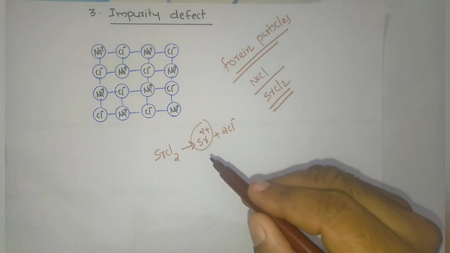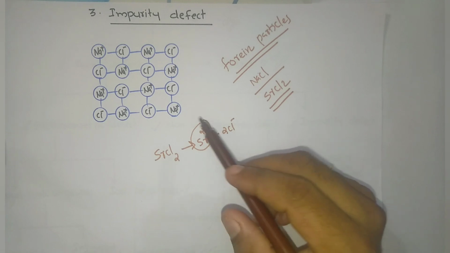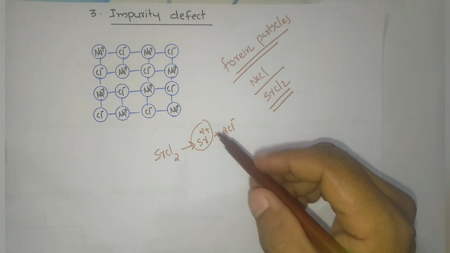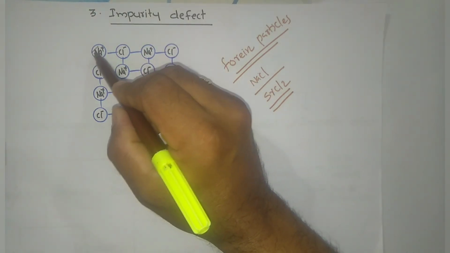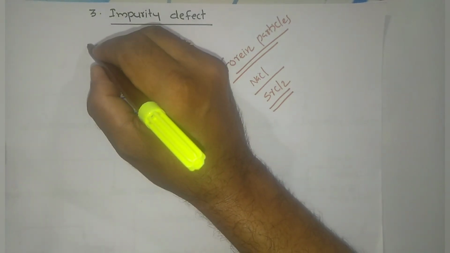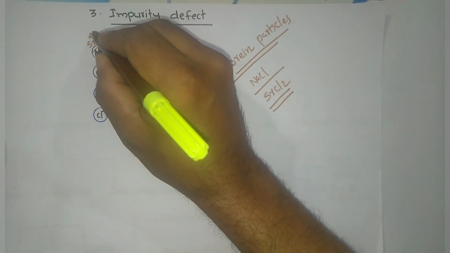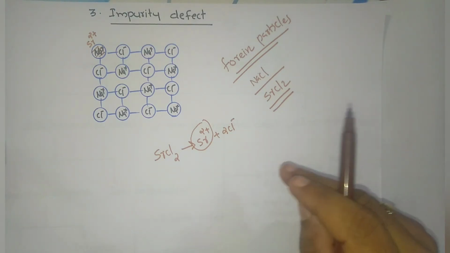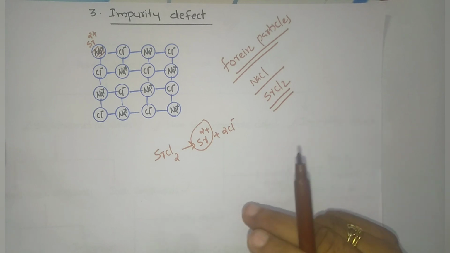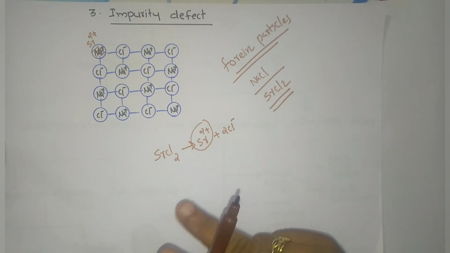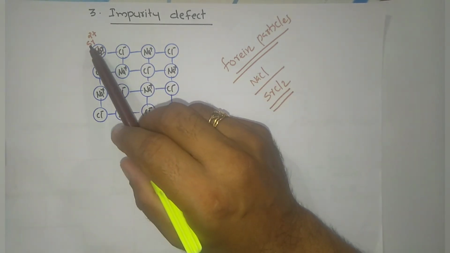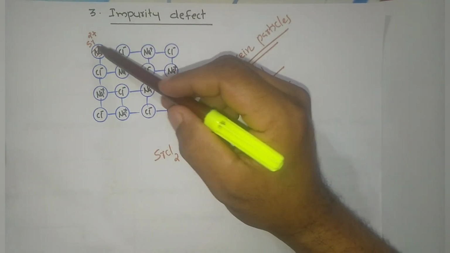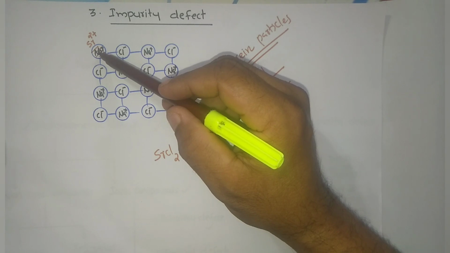Here some of the sites of the Na plus ion are occupied by Sr2 plus ion. So here Na plus is replaced. Instead of Na plus, here Sr2 plus ion occupies. But here each Sr2 plus replaces 2 Na plus ions. So one Sr2 plus ion occupies the place of this Na plus ion.